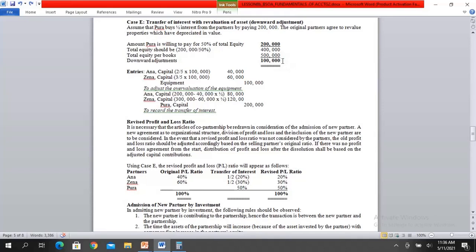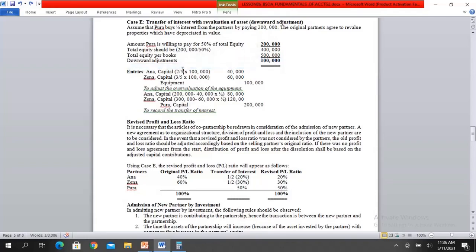So, i-adjust nila yung equipment ng 400,000. So, 500,000 dati naka-record, like for example, yung equity nila, dapat 400,000 lang kasi nag-depreciate yung equipment. So, 100,000 yung depreciation ng equipment. Ayan. So, ngayon, titingnan natin. Ana capital. So, 2 divided by 5 times 100,000.